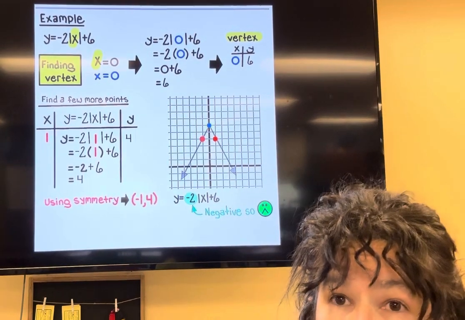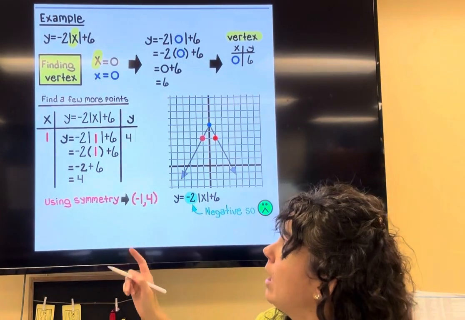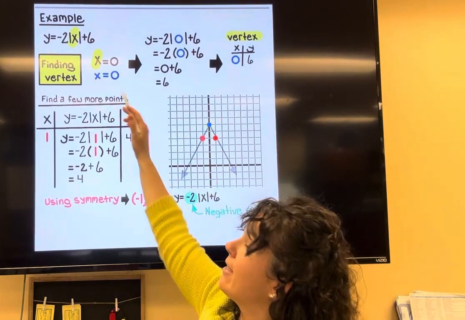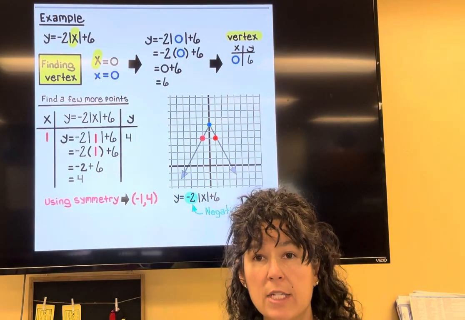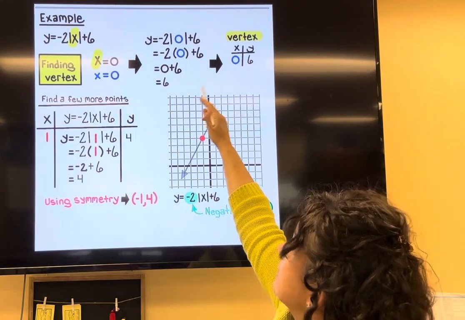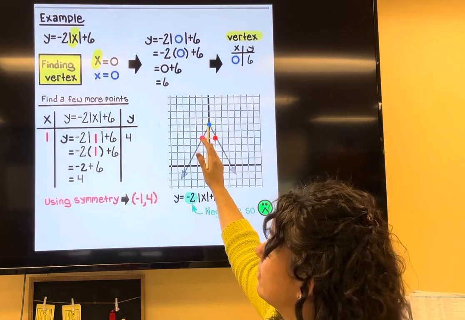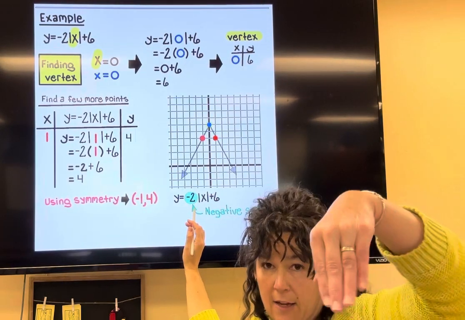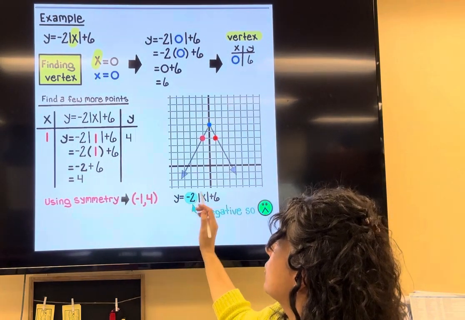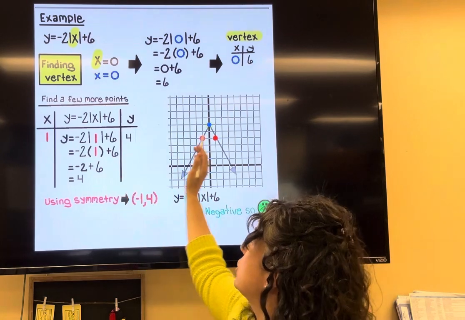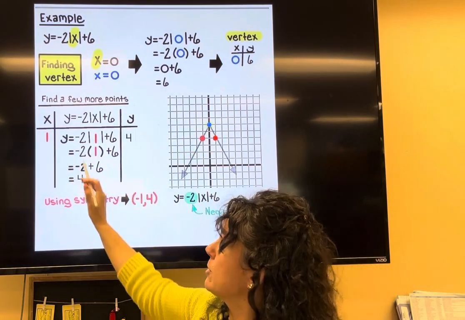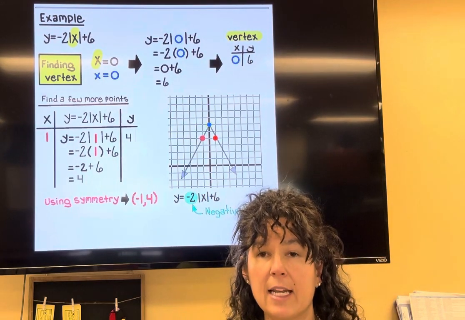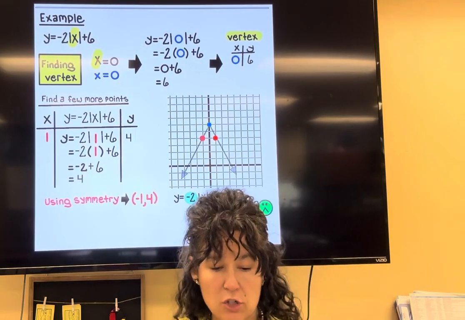Quick recap one more time: step one, you're going to set what's inside the absolute value equal to 0, and that will give you the x coordinate of your vertex. You substitute that into the equation to get the y coordinate of your vertex. If the number in front is positive, it's smiling. If it's negative, it's frowning. So then pick one more number close to your vertex, substitute it in, plot a point, use the symmetry to jump across and get another point, and now you're ready to draw in your V.